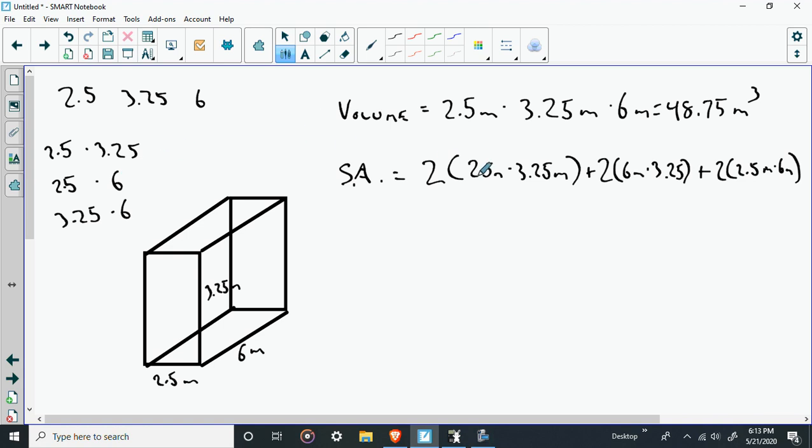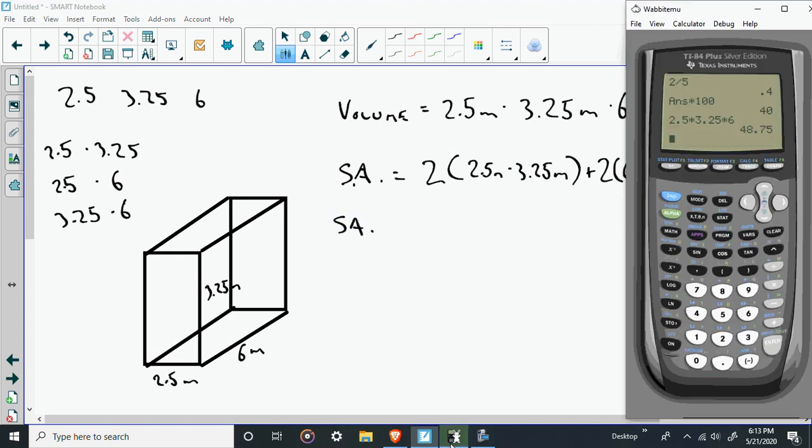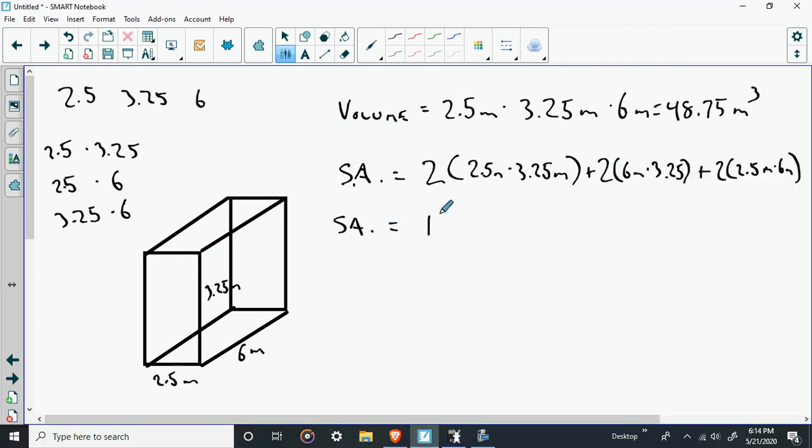First one is here, 2.5 times 3.25, 2.5 times 6, 3.25 times 6. Two of each, right? So again, this one you're going to have to break out a calculator for, unless you really are a glutton for pain. So I say 2 times 2.5 times 3.25. What is that going to be? That's going to be 16.25 meters squared.